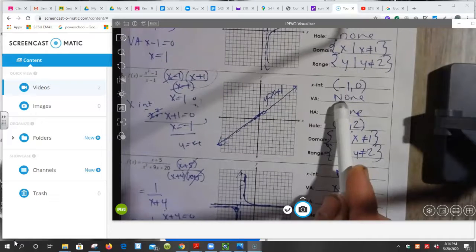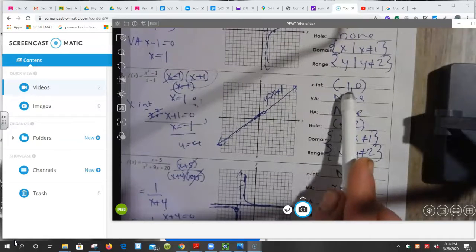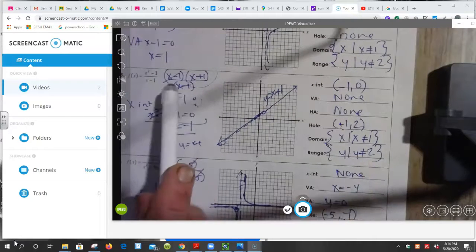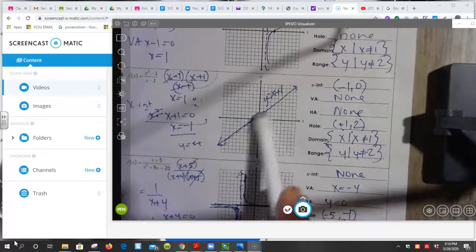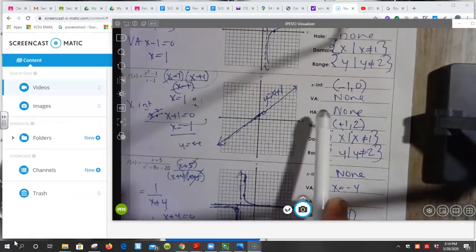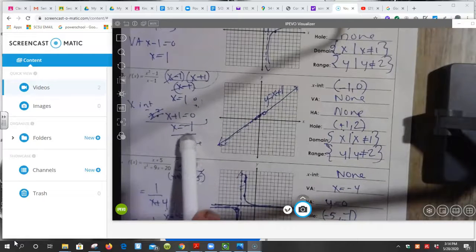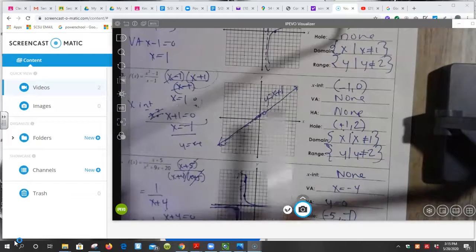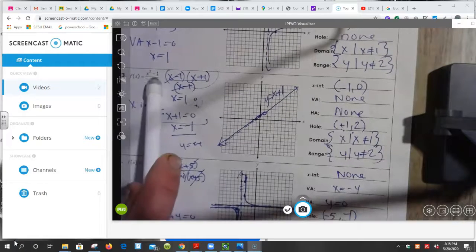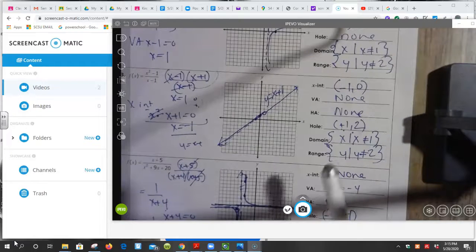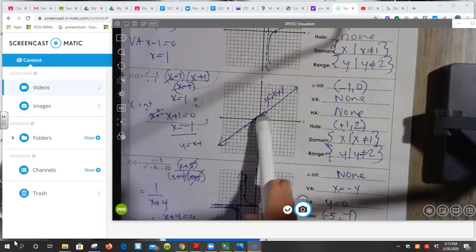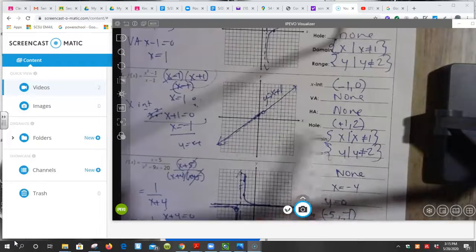Now, there is no vertical asymptote. The x-intercept is negative 1, because negative 1 makes the numerator 0. Negative 1, 0 right there. No vertical asymptote because the denominator cannot equal 0 now. The numerator has a higher degree, so there is no horizontal asymptote. The domain: x could be anything but 1, and the range: y could be anything but 2.